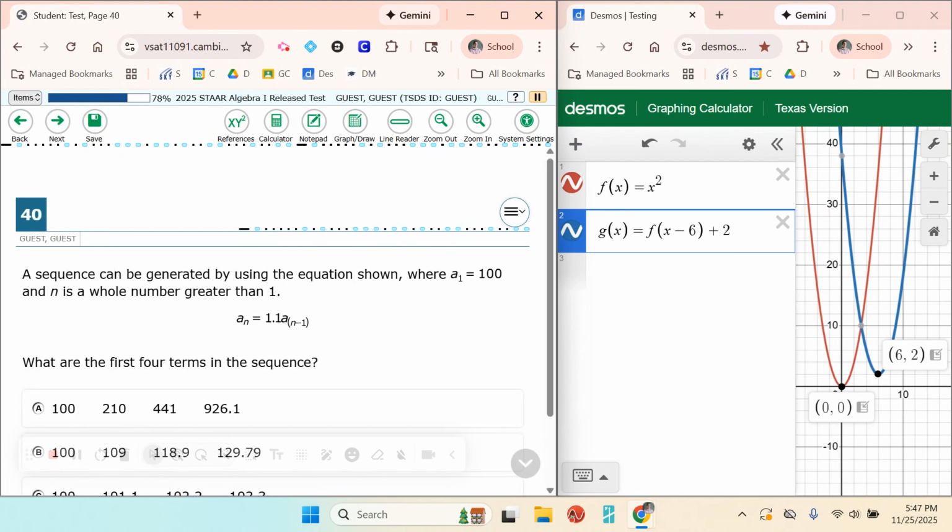Okay, we are skipping 40. There is an easy way to do that, but for the time being, this is a confusing one, and they're not all the same, so we're taking an L on this one.